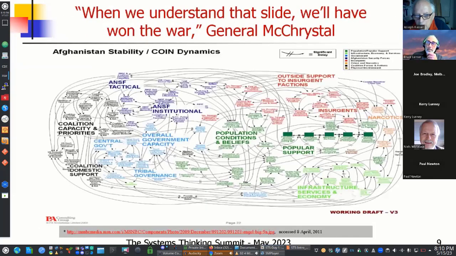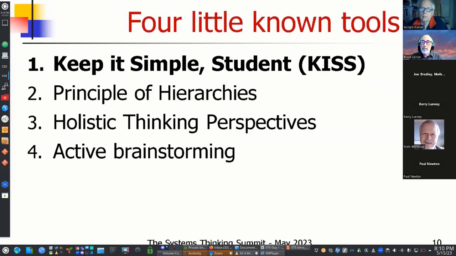On the other hand, you can get too carried away and create very complex causal loops, something like this, as General McChrystal said when he was presented that in a briefing: "When we understand that slide, we'll have won the war." There has to be a better way. And those 4 little known tools that I'm going to teach you now are, in my opinion, the better way.